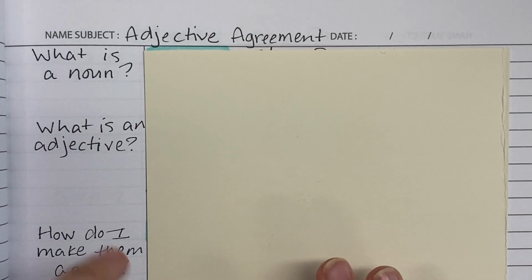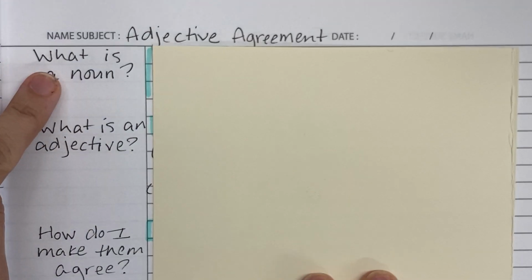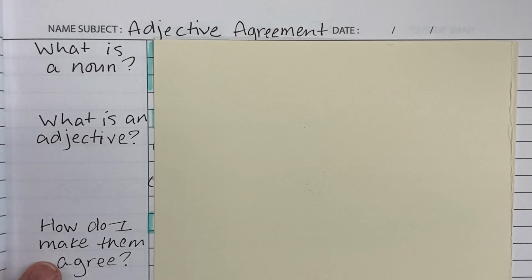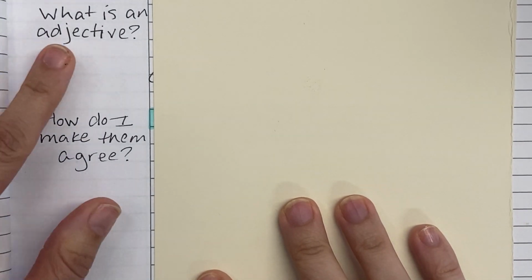Hi. In this video, we are going to learn about adjective agreement in Spanish. The first thing we're going to talk about is what is a noun. The second thing we're going to talk about is what is an adjective. And finally, how do I make them, the noun and the adjective, agree?